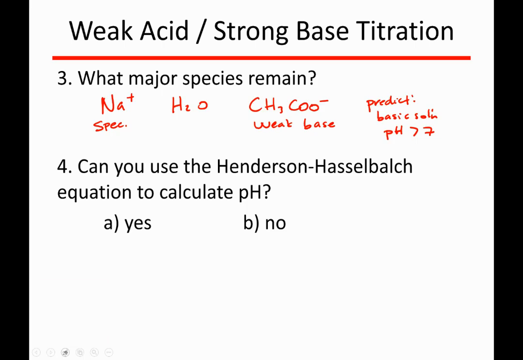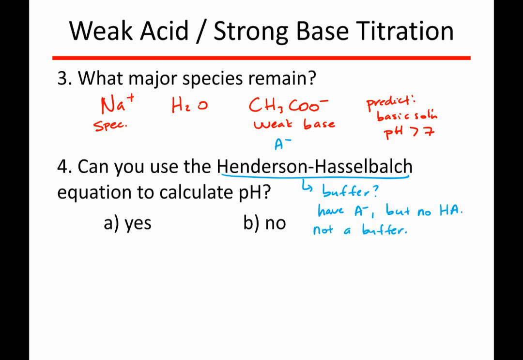All right, so in order to use the Henderson-Hasselbalch equation, you have to ask yourself, do you have a buffer? What we see here is that the solution contains A minus, but we do not have any HA anymore because all of the acetic acid was consumed in the titration reaction, or in that neutralization reaction. So we have A minus, but no HA. This is not a buffer, and so no Henderson-Hasselbalch equation for us here.